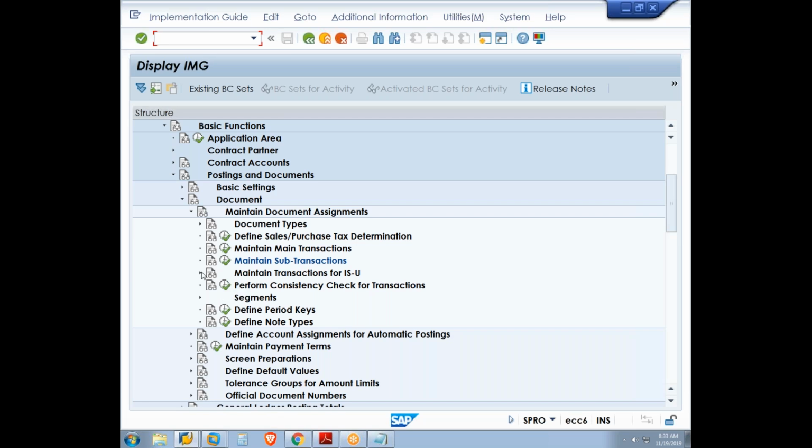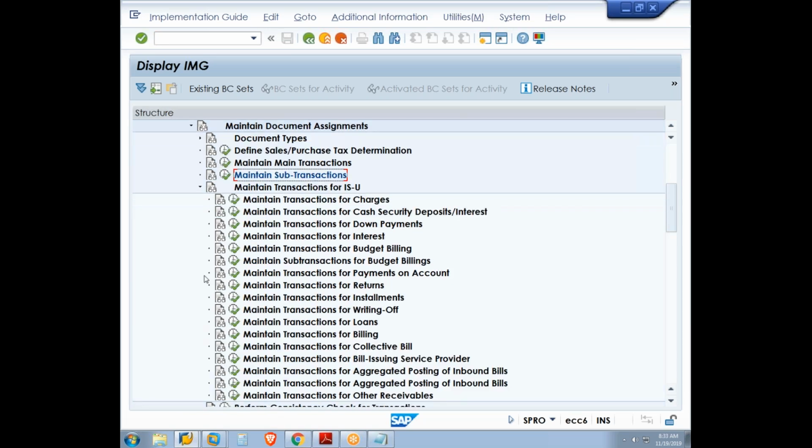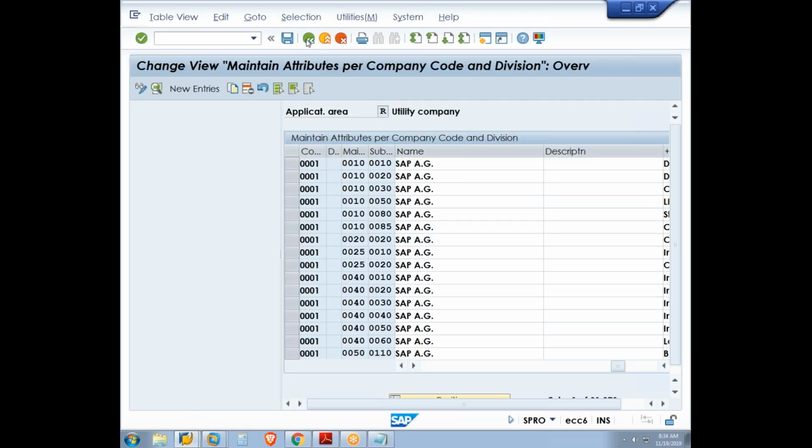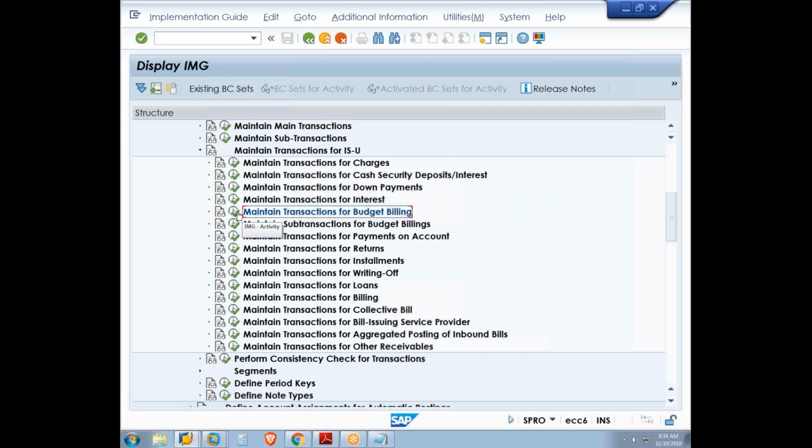Now we'll go to maintain transactions for IS-U. Then select here, maintain transactions for billing. Actually, SAP has given transactions for charges, cash security deposit, down payment, interest, okay? But that doesn't mean that you are maintaining the assignment of main transaction and sub transaction only for budget billing or interest, okay? If you select, the complete list will appear here, but it is only authorization specific. Suppose in FICA a consultant is authorized to maintain for budget billing, then they can use it. Otherwise you can assign any of these transactions to your company code and division.